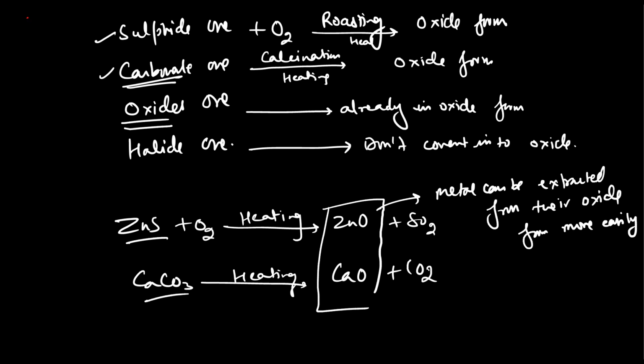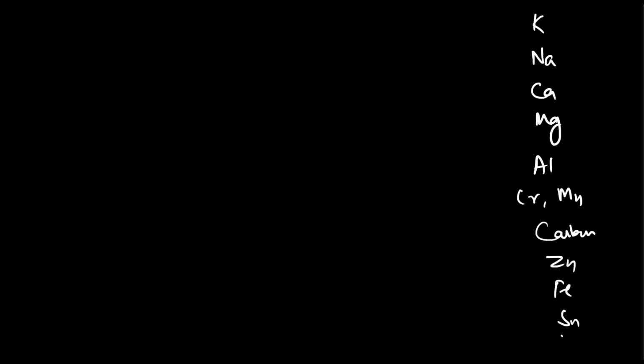So, talking about the different types of ores, let's look at the reactivity series: sodium, potassium, calcium, magnesium, aluminium, then chromium and manganese, which I have modified here, then carbon, then zinc, iron, tin, lead, then hydrogen, then copper, mercury, silver, gold, platinum: Ag, Au, Pt. Understood?